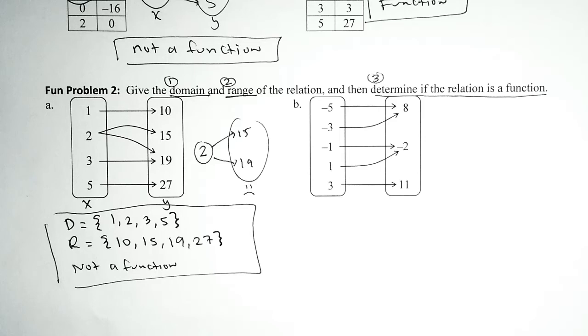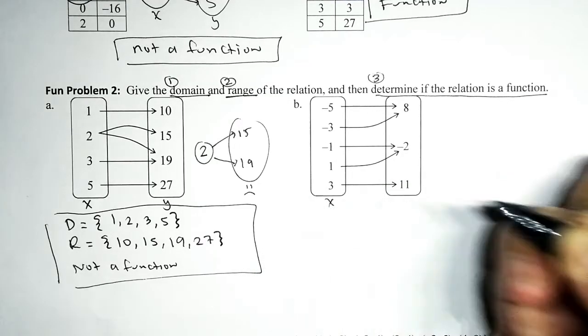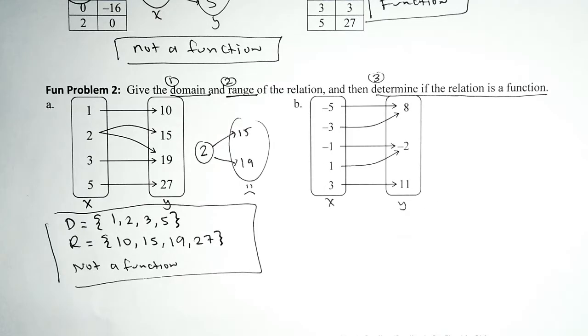Okay, second problem: domain, range, function. Again, which of the 3 you answer first, I don't really care. Just make sure you answer all 3. So the domain is the set of all the input values. The range is the set of all the output values.